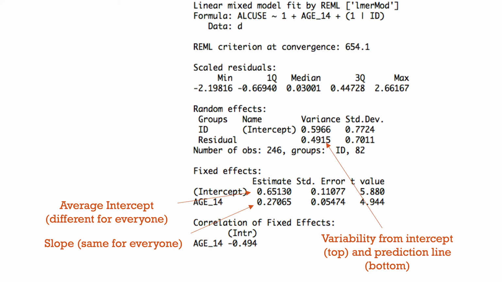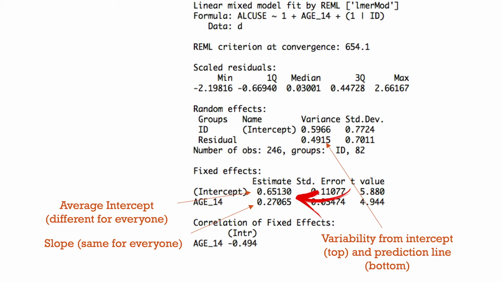And again, we have an estimate of the variability of each group from the fixed mean, 0.5966. And then we have an estimate of how much each individual differs from their average effect across the time points, and that's 0.4915. And now, instead of having one fixed effect, which was the slope, we have 2 fixed effects. We have a 0.65 for the intercept and then 0.27 for the slope.